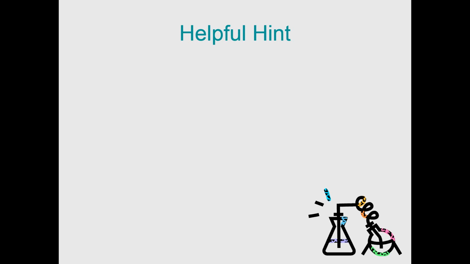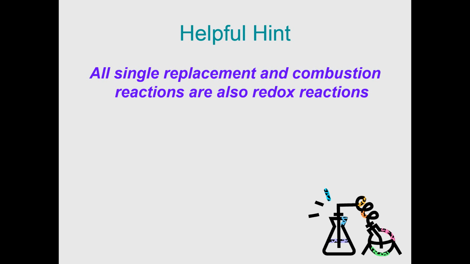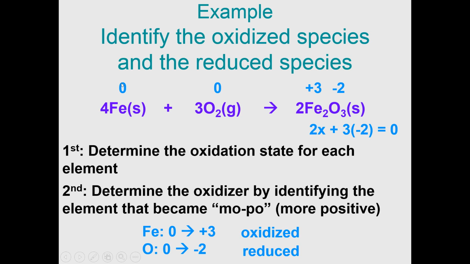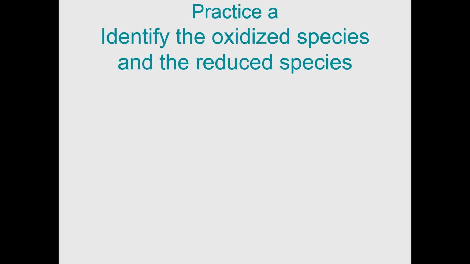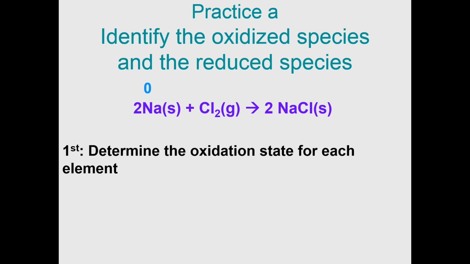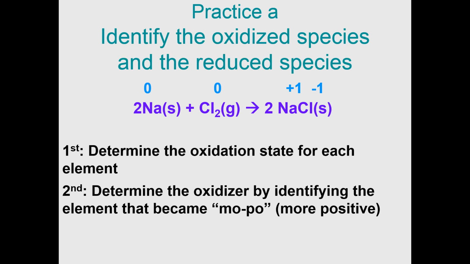So here's a helpful hint. It turns out that all single replacement and combustion reactions are also redox reactions. If I just asked you which one's a redox reaction, you could memorize that statement, or work it all out like we have been in these problems. And if you notice that the oxidation states change, then you also know it's a redox reaction. So here are some more practice problems. I would advise you to practice them first and then keep watching to identify the oxidized and reduced species. I'm just going to go ahead and click through here so that you can have these extra examples to work off of.